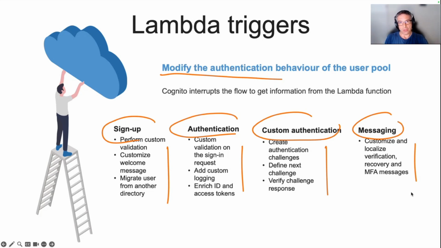At whatever stage we connect our Lambda trigger to, Cognito will interrupt the authentication flow at that point. It will invoke the Lambda function. The Lambda function will do its job. It will return a value to Cognito, and then Cognito will continue its flow with that new value.